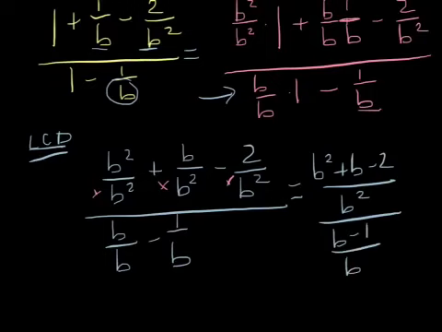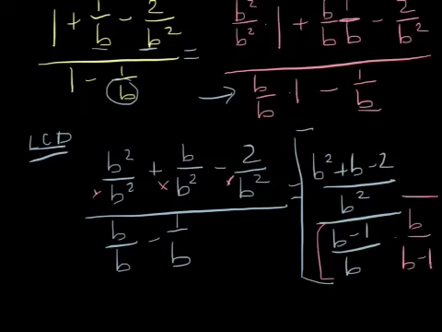Now what we're going to do is multiply the numerator and the denominator of this expression by the reciprocal of this denominator. So here we go. We're multiplying the whole thing by b over b minus 1 on the top, and b over b minus 1 down here.